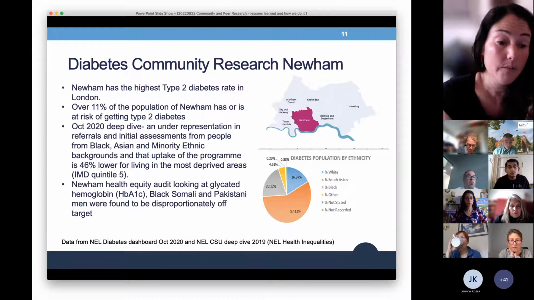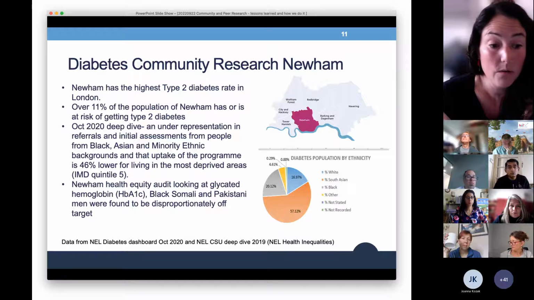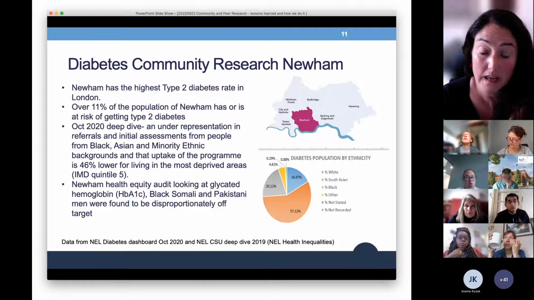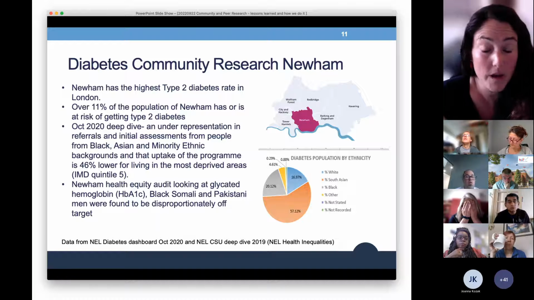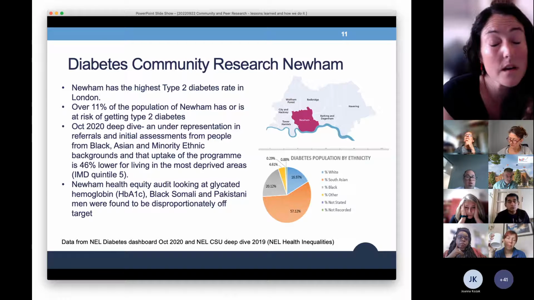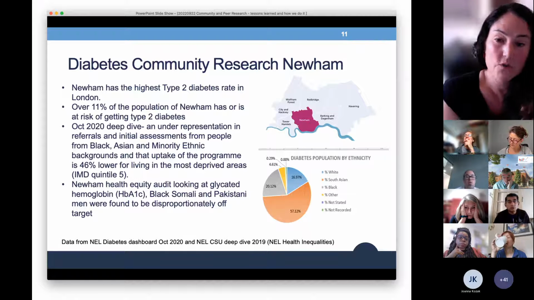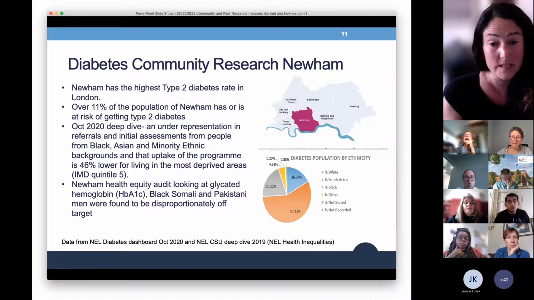areas of Newham. And on the diabetes tests, the hemoglobin levels in people, we know that Black, Somali and Pakistani men were found to be disproportionately off target. So when we look at ethnicity in diabetes, there are certain populations in Newham that are much more at risk, but much less likely to be taking up the prevention programs and support. There are loads of reasons behind that, but we need to know why. One of the reasons this project was started was because Newham Public Health are really interested in understanding the why behind these numbers.